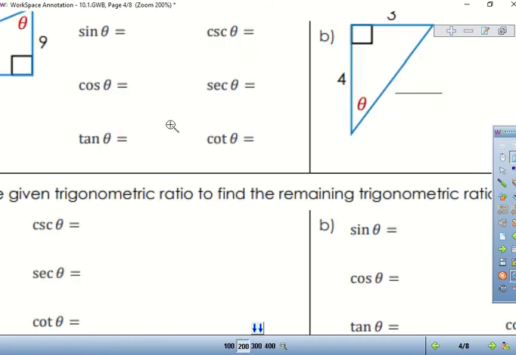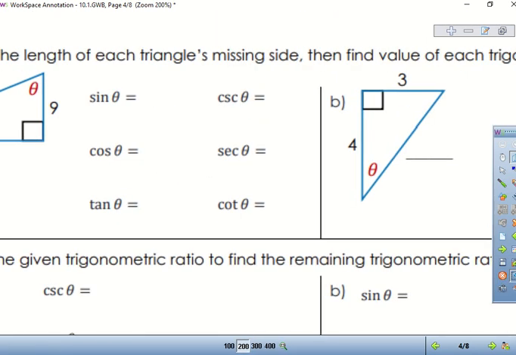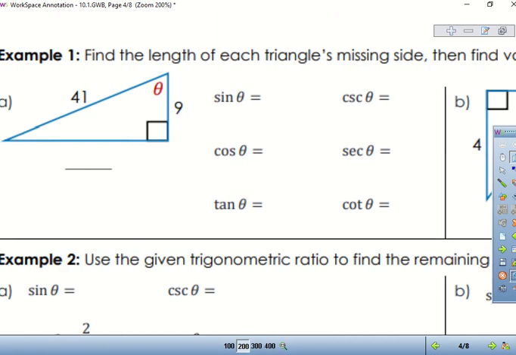And you'll notice the calculator only has the regular functions. It doesn't have the reciprocal functions.